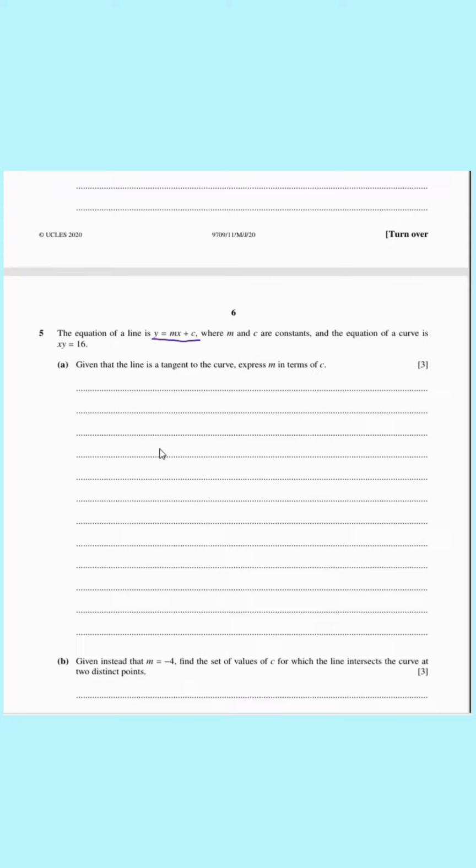Okay, so we have a line and we have a curve. We have been given that the line is a tangent to the curve, so something like this is the visual representation. So y equals mx plus c, and then xy equals 16.